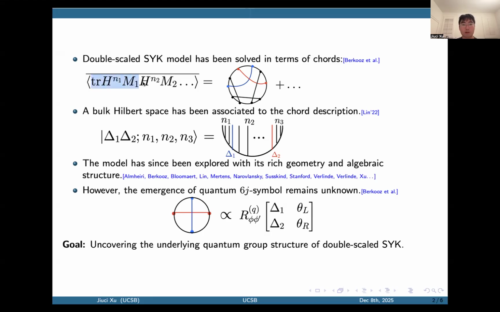To evaluate the correlation function on the left-hand side, we draw a disk and we draw the insertions of these operators in order on the boundary of the disk. And then we sum over all the possible Wick contractions of the boundary insertions.